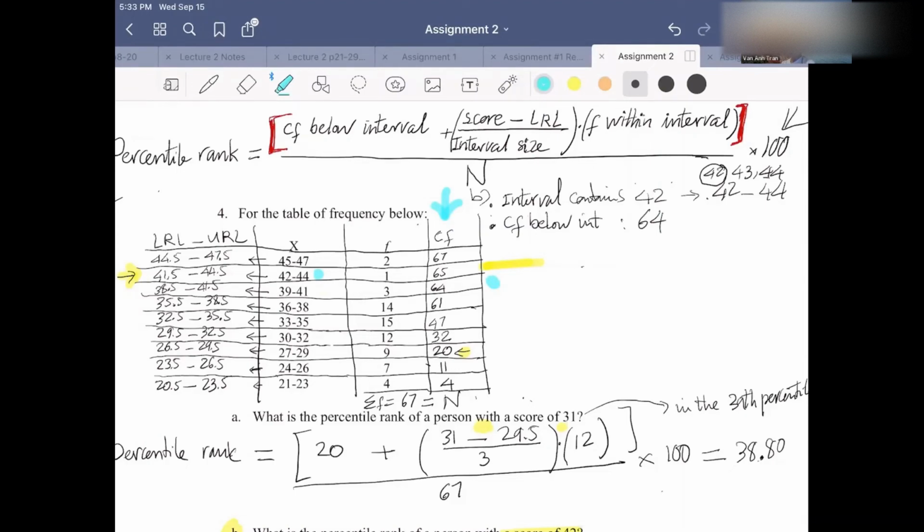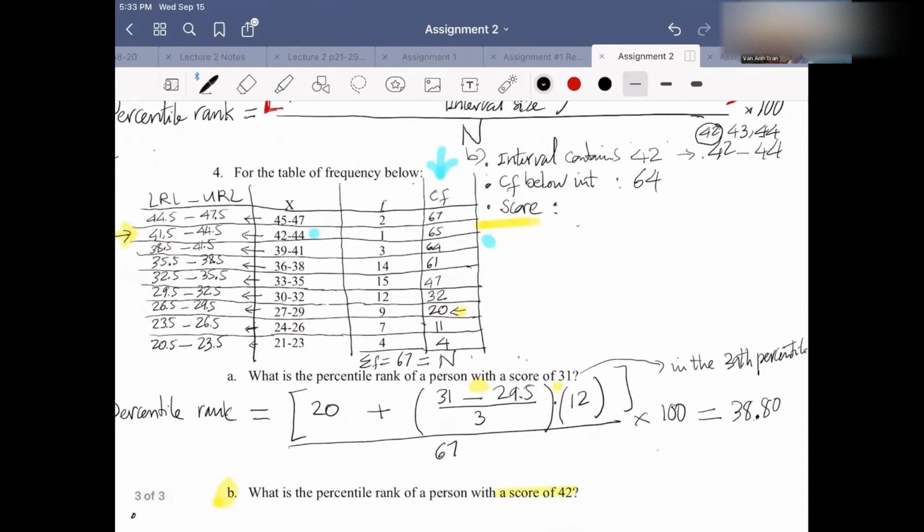All right. Next, we need to determine the score. If you look at the formula, we also need to find the score as well. What is the score here, everyone? Type in the chat for me. Part B, what is the score? What's the score that we are looking for the percentile rank for? Yes, 42, right? This is the score, so it should be 42.